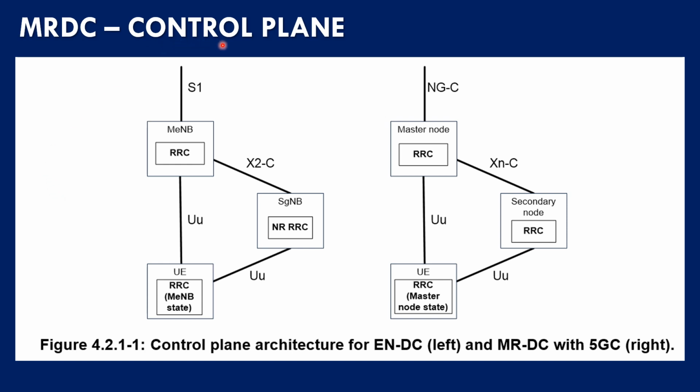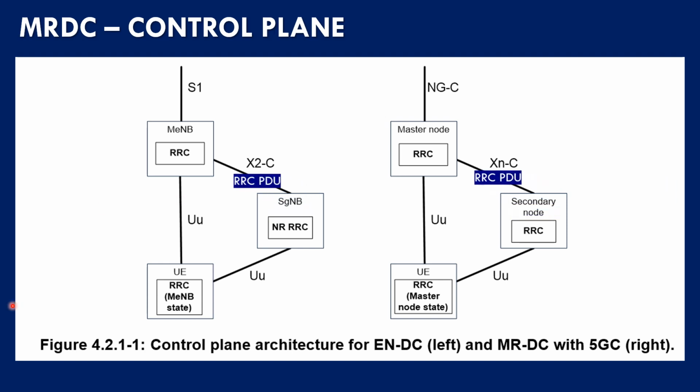For ENDC, the control plane towards the core is connected via the E node B as shown here, and for MRDC with 5G core, it can be any node. It can be a 5G node or an LTE node depending on the configuration, as we have seen that there can be three types of configuration. Each radio node has its own RRC entity. It can be EUTRA version if the node is an E node B, or NR version if the node is a G node B, and it can generate RRC PDUs to be sent to the UE.